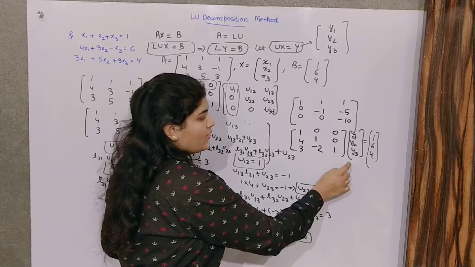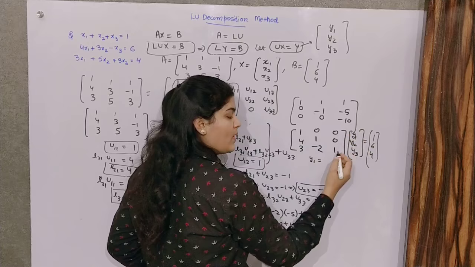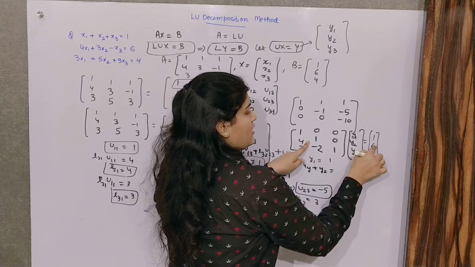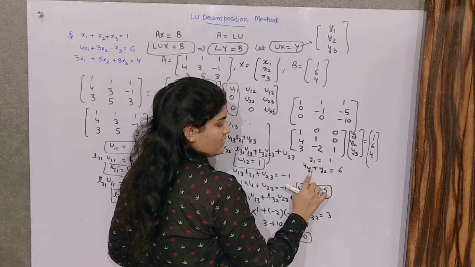What would it be? First row, first column. So Y1 is 1, right? See, first row, first column, this is Y1. This is 4Y1 plus Y2 equals 6. So your Y1 is 1. 4 times 1 is 4, 6 minus 4 is 2. Right? And what is your Y3?